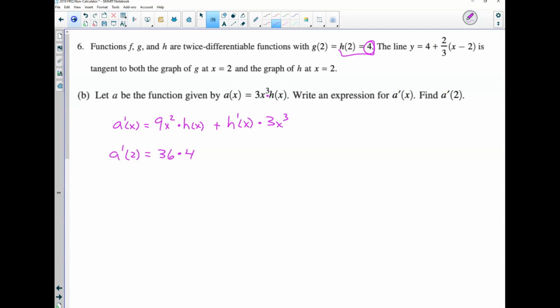H of 2 is 4. Plus h prime of 2, which is 2/3, times, put a 2 in here, that'd be 8 times 3 is 24, right? So 36 times 4 is 144, plus 2/3 times 24 is 16. 144 plus 16, that means a prime of 2 equals 160.